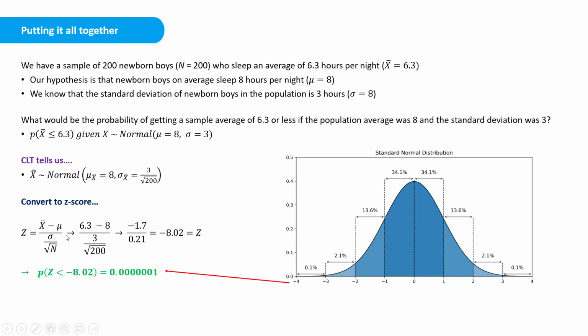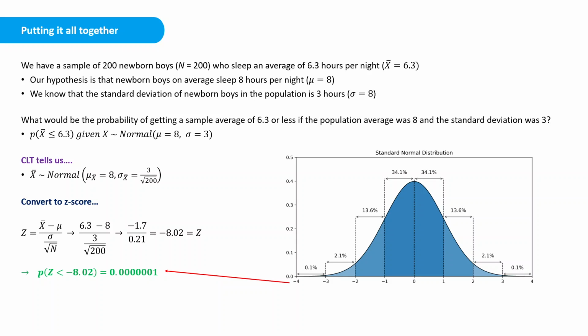So again, our z-score is going to be x bar minus mu over the population standard deviation over the square root of n. So when we plug in our values, we get 6.3 minus 8 over 3 divided by the square root of 200. This works out to negative 1.7 over 0.21, which gives us a z-score of negative 8.02. So our sample average of 6.3 equates to a z-score of negative 8.02.